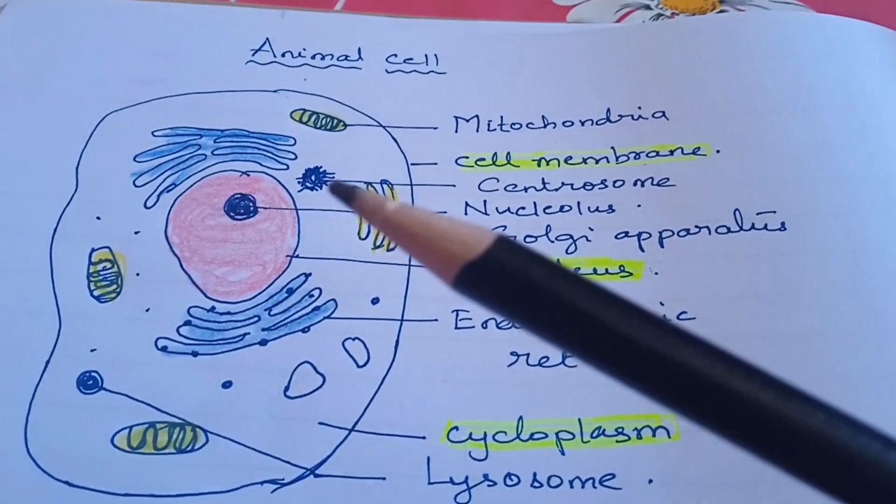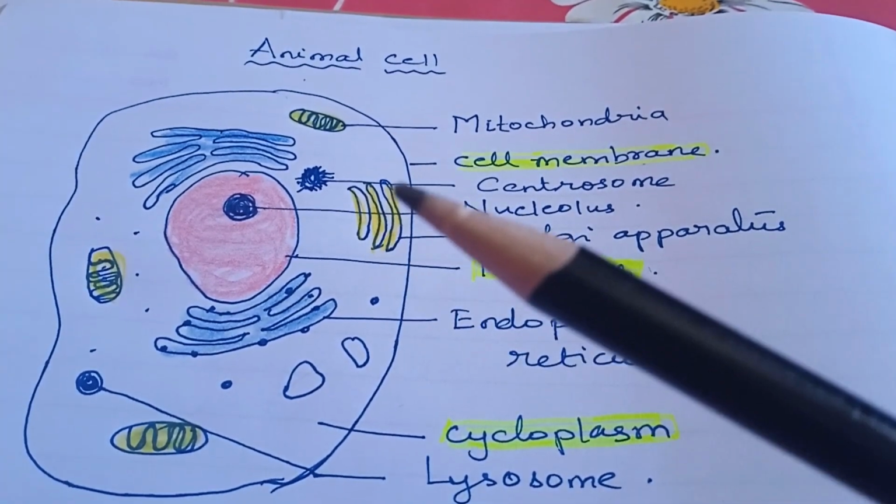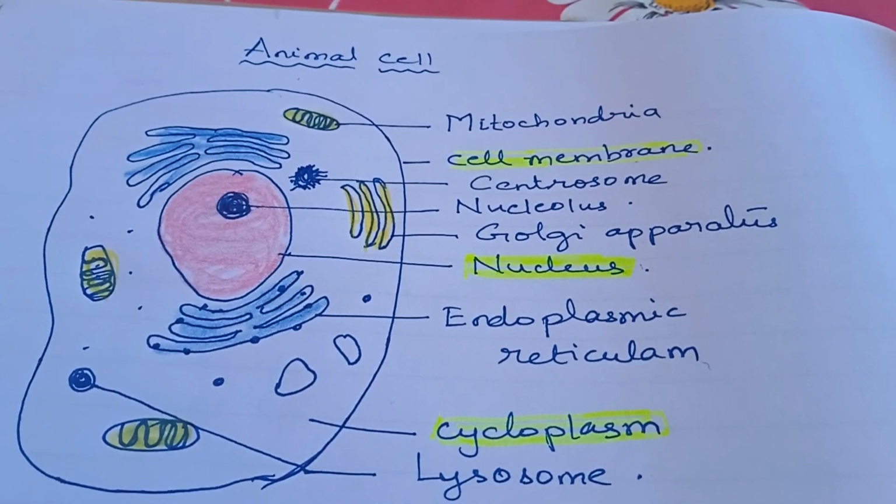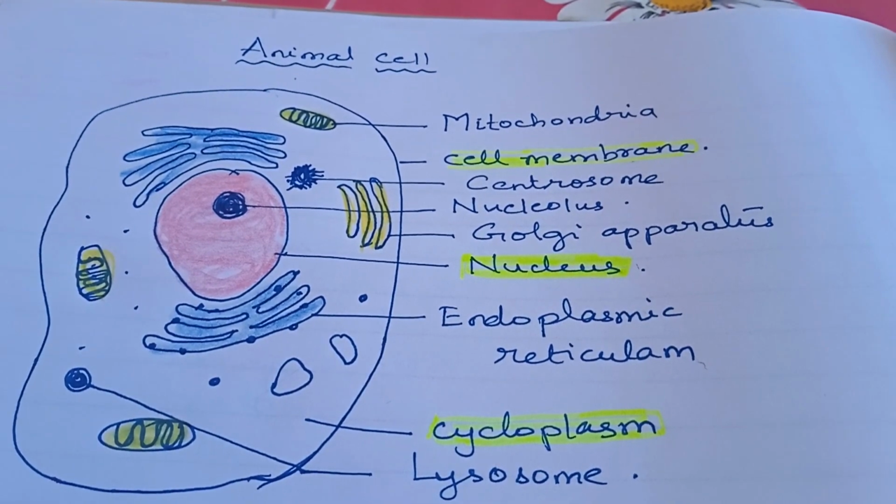So next we have the Golgi apparatus. These yellow color structures, you call them the Golgi apparatus. They carry out the processing of proteins generated in the endoplasmic reticulum.